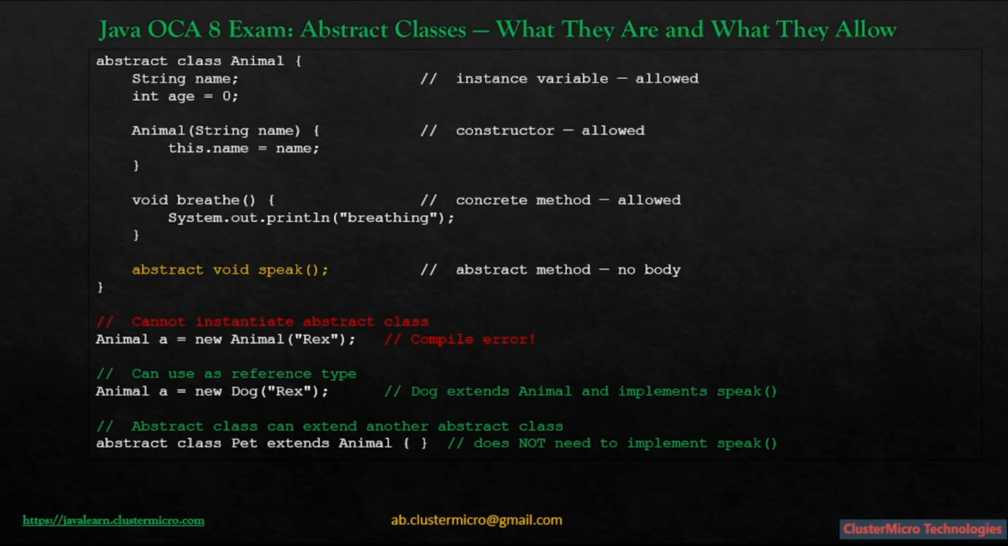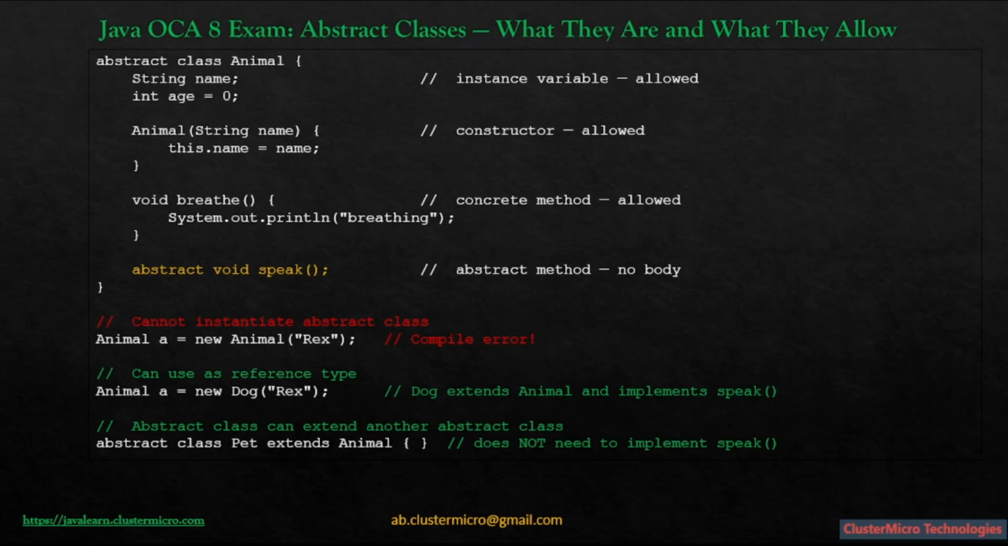Constructor: Animal has a constructor that takes a name. Abstract classes can have constructors. They cannot be called directly with new, but child classes can call them through super. The constructor still runs when a child object is created. And concrete method: breathe has a full implementation. Abstract classes can have fully working methods that child classes inherit and use immediately without overriding.